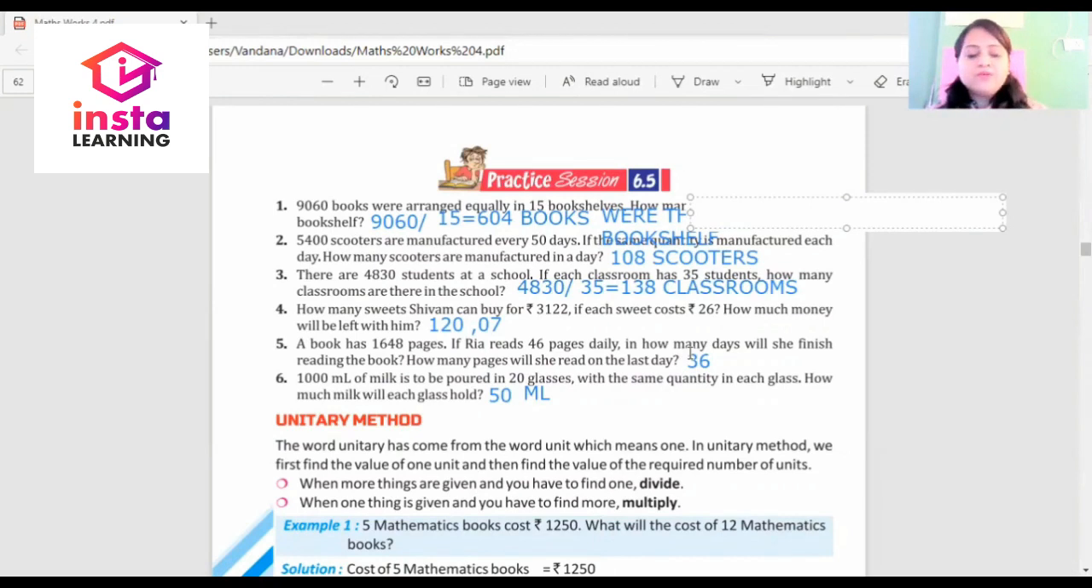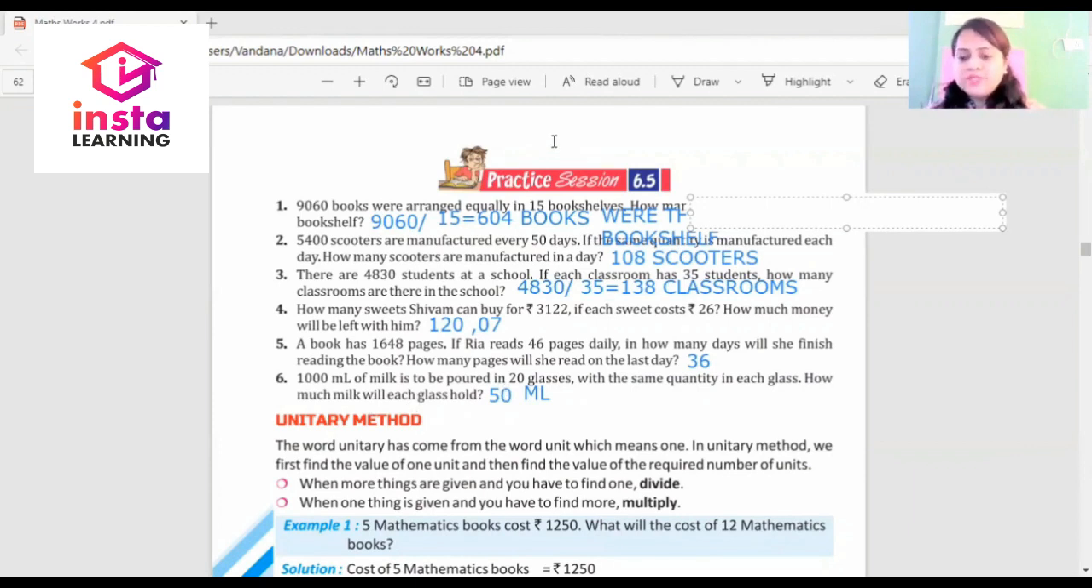Okay. Now, question number 6. 1000 milliliters of milk is to be poured into 20 glasses with the same quantity in each glass. How much milk will each glass hold? 1000 milliliters of milk divided by 20 glasses. 50 milliliters is your answer. Each glass will hold 50 milliliters of milk.